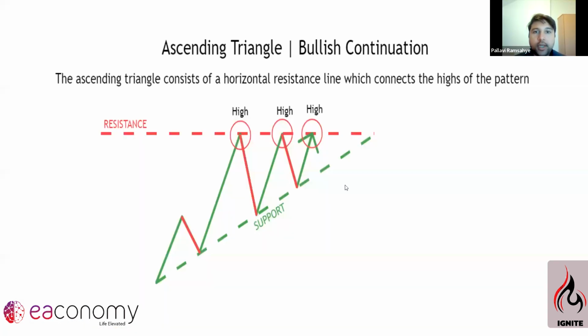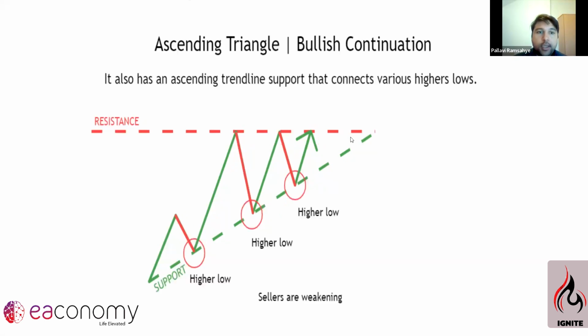Perfect, guys. So like I said, we're going to be looking at the ascending triangle today. More specifically, we're going to be looking at the bullish continuation of this pattern, okay? So with the ascending triangle, it consists of a horizontal resistance line, okay? So this is just this top line right here, which connects the highs of the pattern, okay? And to form that pattern right there. And then it also has an ascending trend line support as well. So if you can see right here, we're looking at these various higher lows. So continuing upward on this trajectory.